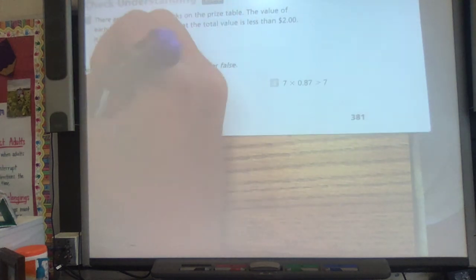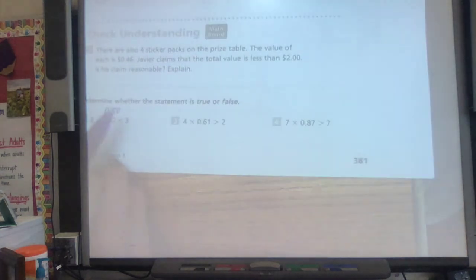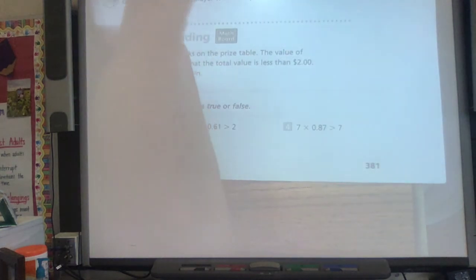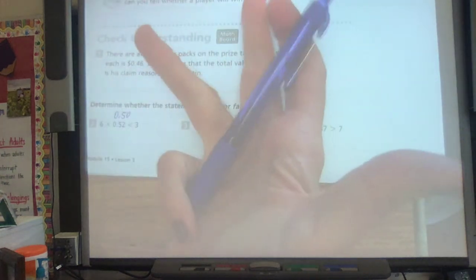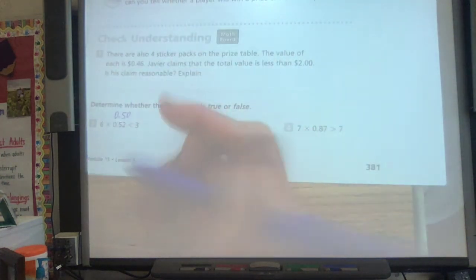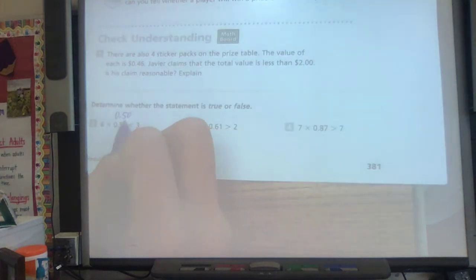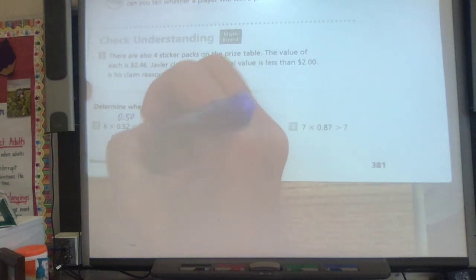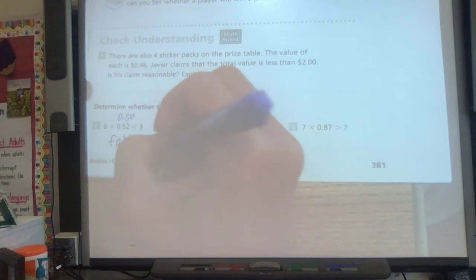Okay, again, I'm going to round this to 50, pretend it's like 50 cents. If I have 50 cents 6 times, so I'm going to have 50, $1, $1.50, $2, $2.50, $3. Just plain old 50 hundredths, or 50 cents times 6 is going to be 3. So I know that this is false because I know my answer is going to be greater than 3 when I multiply those.